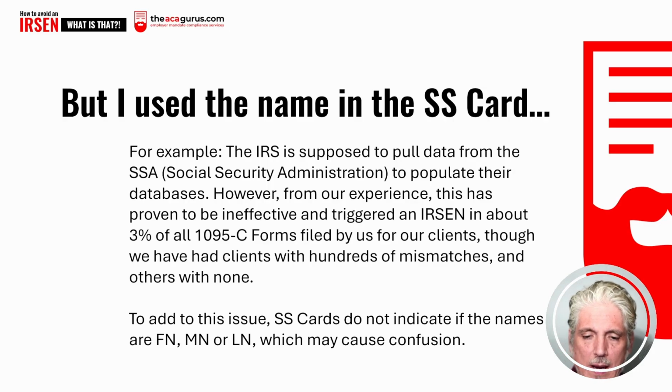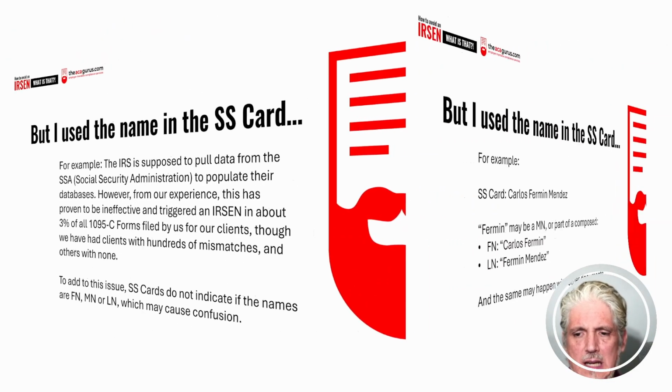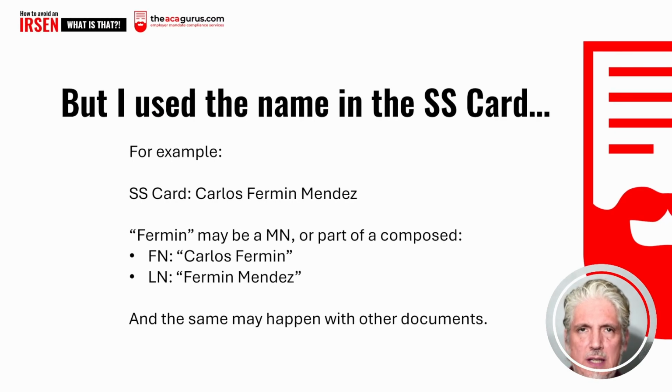Now, to add to this issue, as mentioned a moment ago, Social Security numbers do not indicate if the names are a first name, a middle name, or a last name. They're just plainly written one after the other, and this can cause some confusion. In this example, we see a name. This is just a made-up name, so any coincidence is just that, coincidence.